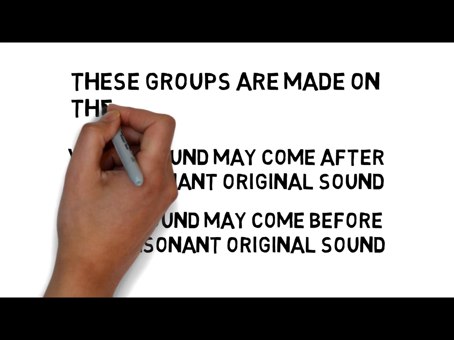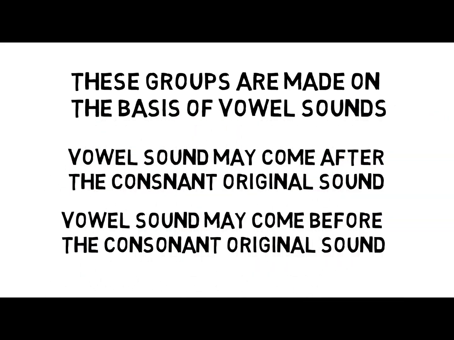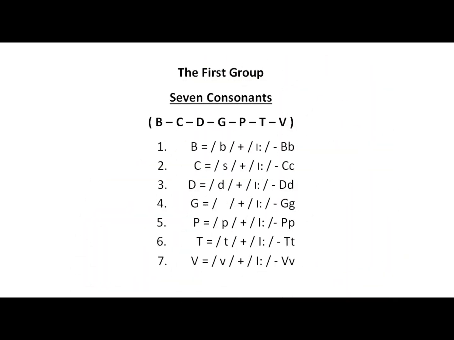The first group that we would like to discuss has 7 letters in it. These letters are B, C, D, G, P, T and V. Following the earlier pattern, we get 2 sounds for each of them. B gives out the sounds B and E. Similarly, C gives out S and E. D gives D and E. G gives J plus E. P gives P plus E. T gives T plus E. And V gives the sounds V plus E.